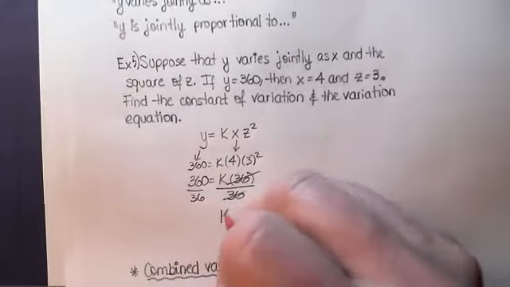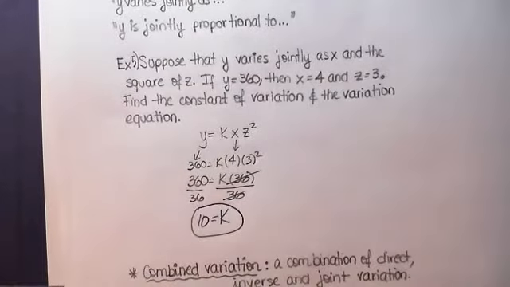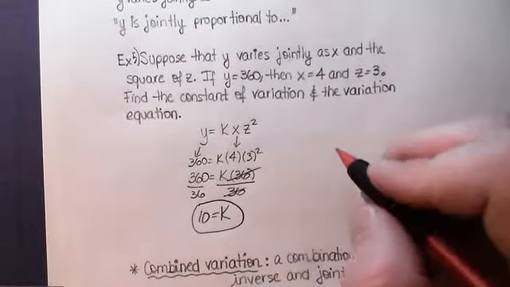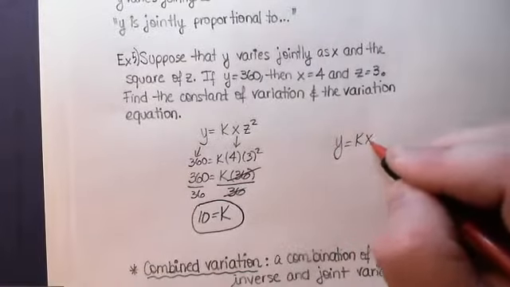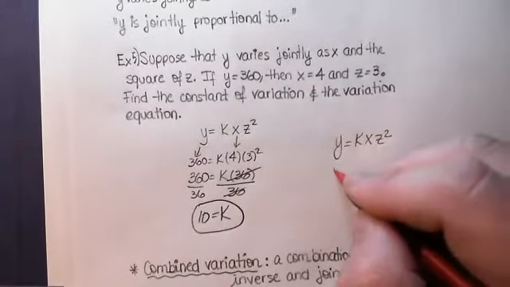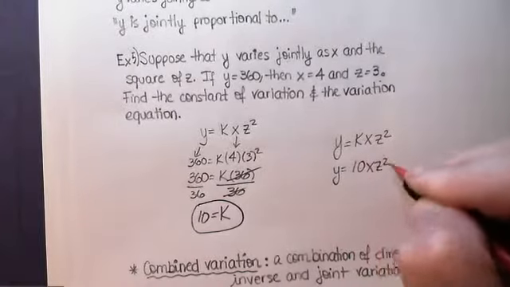36 goes away, k equals 10. So that's my constant of variation. That's what the problem asks. And now all I need to do is write my equation, which is y equals k x z squared. So this would be y equals 10 x z squared.